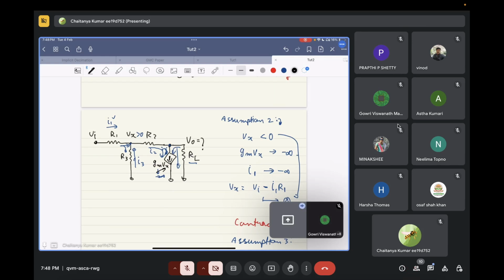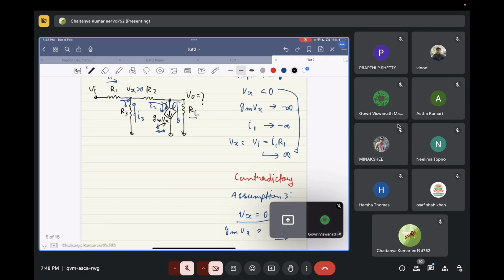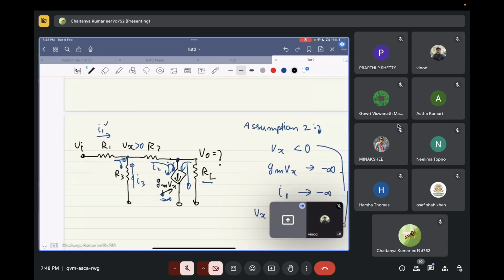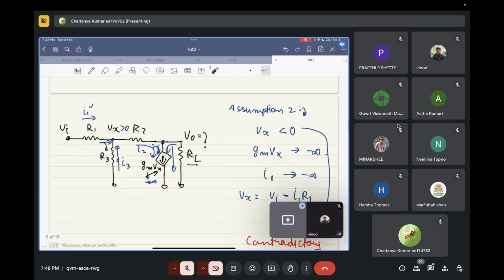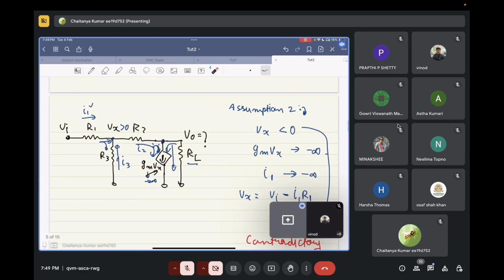Is this clear? So come again, sir. Wherever you see a circuit like this, where there is a controlled source whose gain is going to infinity and there is some controlling terminal, in this case the controlling parameter is Vx. It is asked what happens if the gain of this circuit, in this case Gm, goes to infinity.